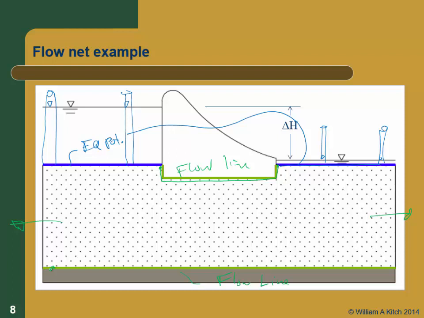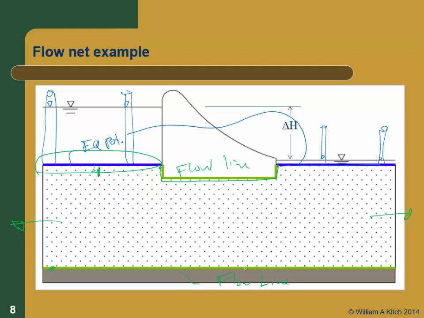So now all I have to do is draw a series of flow lines and equipotential lines that meet at 90 degrees and meet the boundary conditions. What's the boundary condition? If this is an equipotential, what can we say about the boundary condition there? It's an equipotential line, so what can we say about the flow lines at that point? Well, they have to intersect here at 90 degrees, right? And they have to be parallel down here.